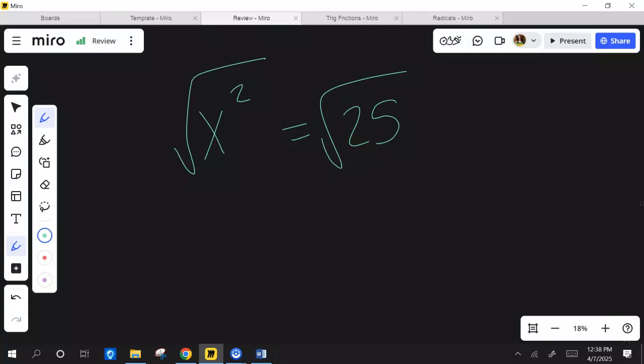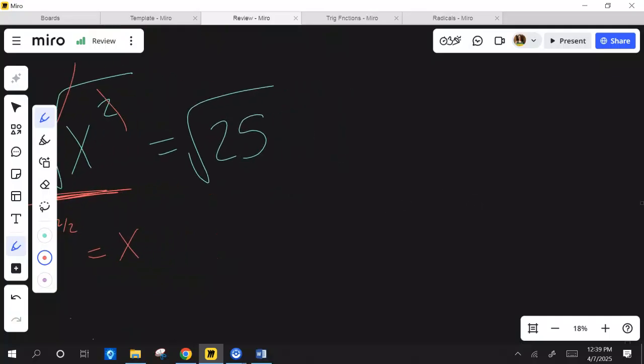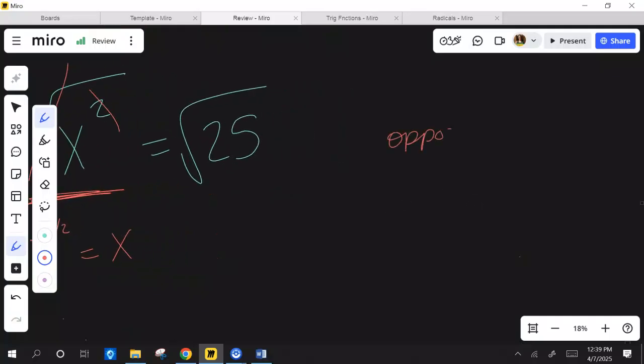Okay, do this for me. Sunshine the square root of x squared, and tell me what happens. Which means what, Jonathan? 2 over 2 is what? 1. So it's just x. Do you see why this cancels then? Opposite operations cancel each other out, right?